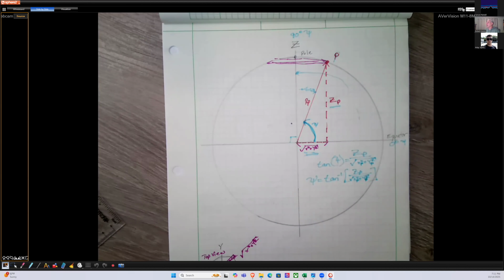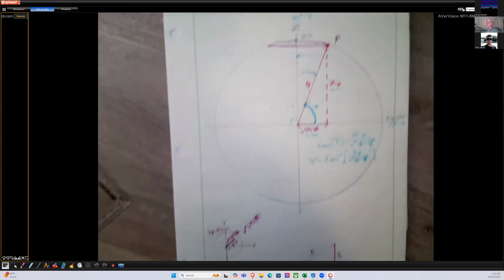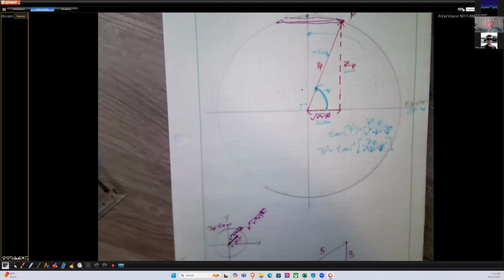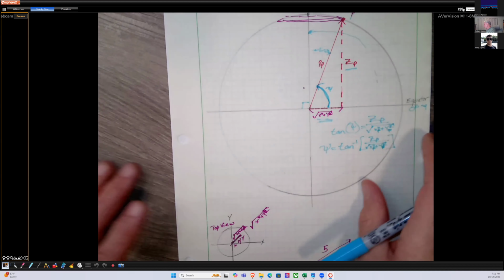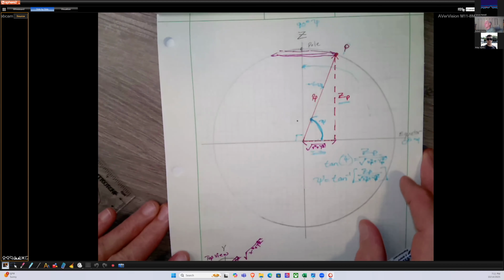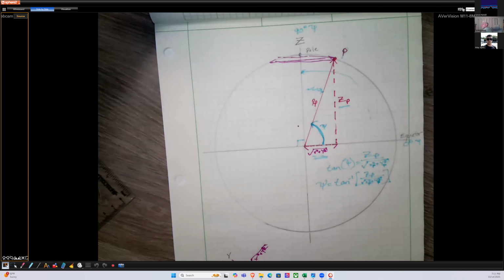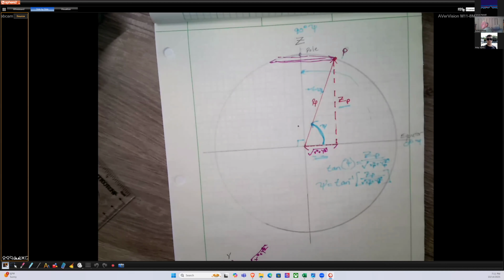I know that's hard to read. It's a little out of focus, but I can't do much about it. It's a little better.